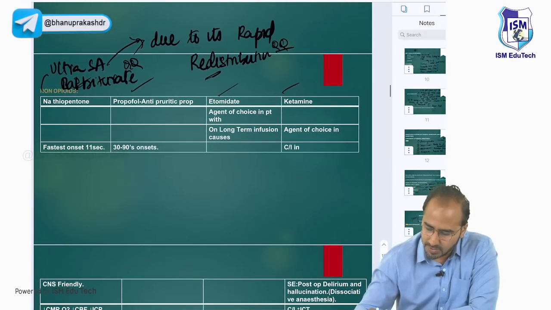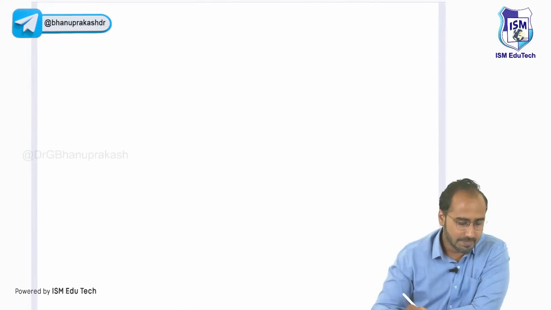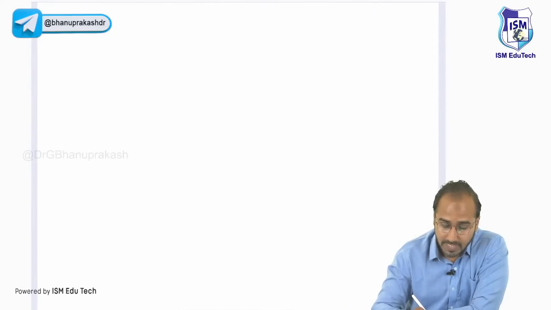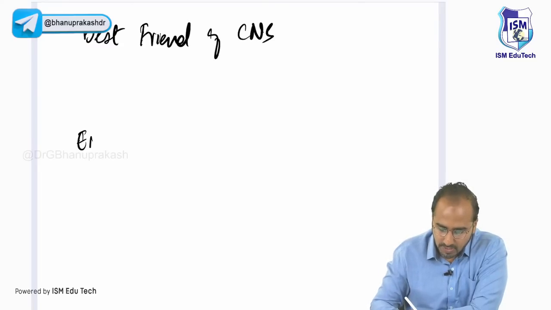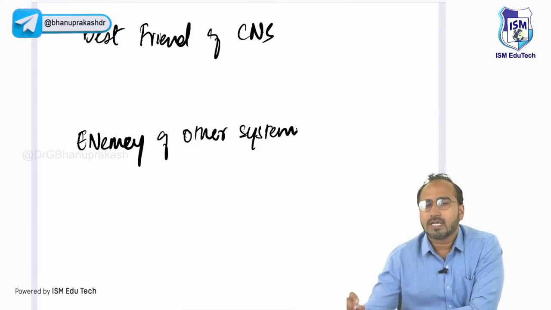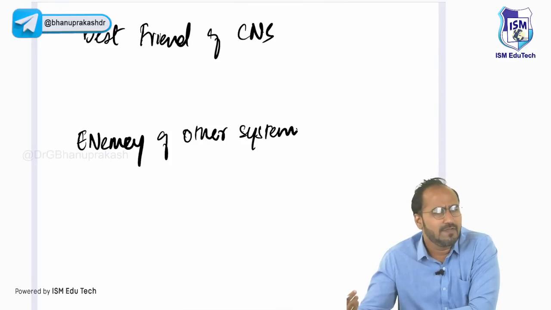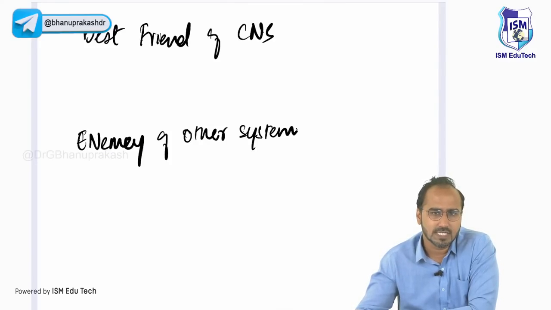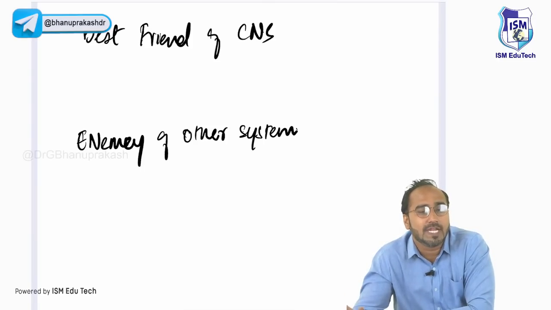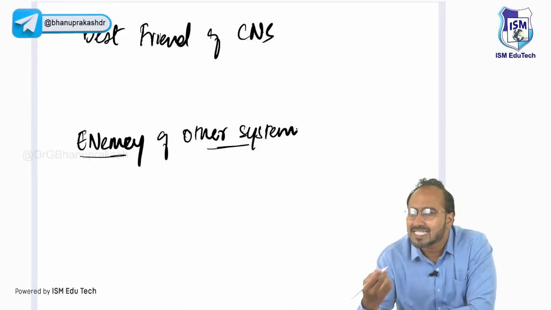When I am talking about this, what does it mean, guys? So remember, sodium thiopentone is the best friend of CNS, enemy of other systems. Agar koi drug kisi ki best friend hai, jaisa ki sodium thiopentone is the best friend of CNS, what will be the effects of the drug on CNS? It will have very good effect on CNS, yes or no? So basically that drug, due to its effect on CNS, will be regarded as drug of choice for CNS. But if it is an enemy of other systems, first of all what other systems am I talking about?